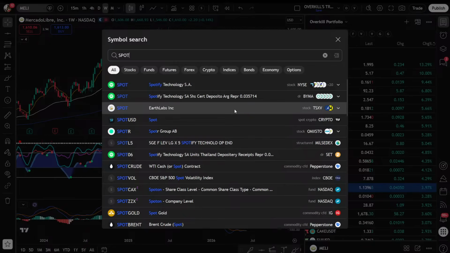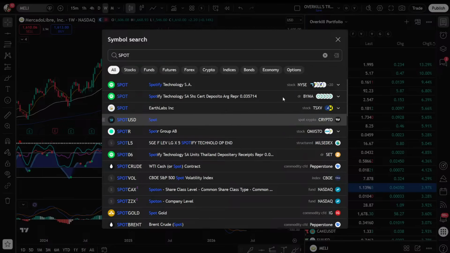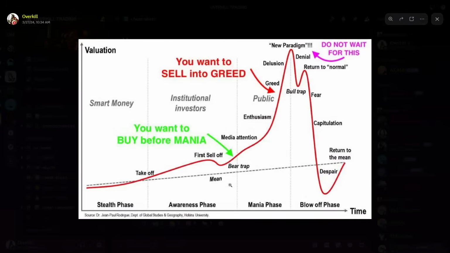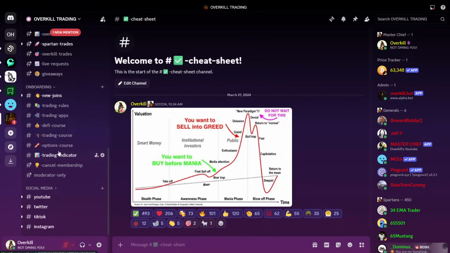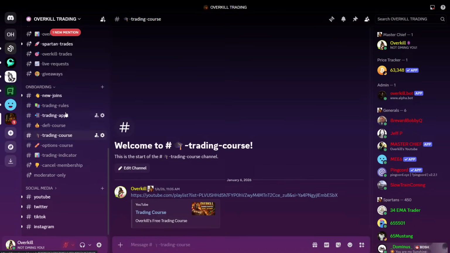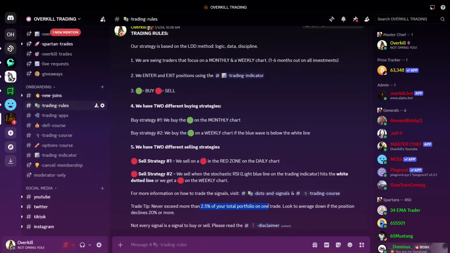Second place you get anxiety is if you're over positioned, right? You have too much in that position. I recommend you guys never invest more than 2.5% of your total portfolio. You guys will learn this in the free trading course over here, right? 2.5% of your portfolio on one trade, okay? Meaning you don't risk more than 2.5%.